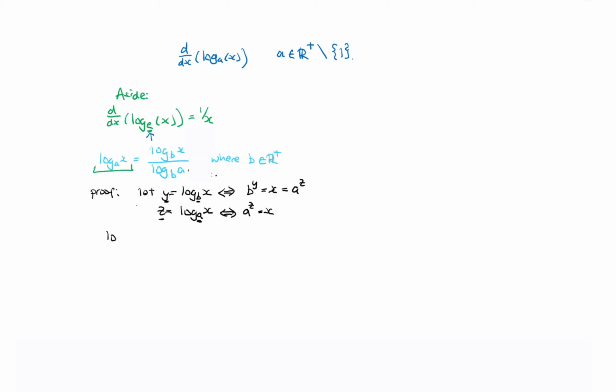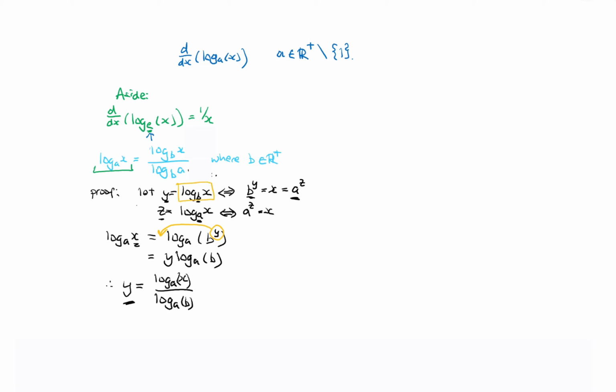Alright, so let's do log_a of x. Now we know what x is. x is b to the power y, so that's equal to log_a of b to the power of y. And from our log laws, we know that the power can be brought out to the front. So that equals y log_a of b. And making y the subject, dividing both sides by log_a b, we get y equals log_a x divided by log_a b. Now if we go back and have a look at what y is, log_b of x.